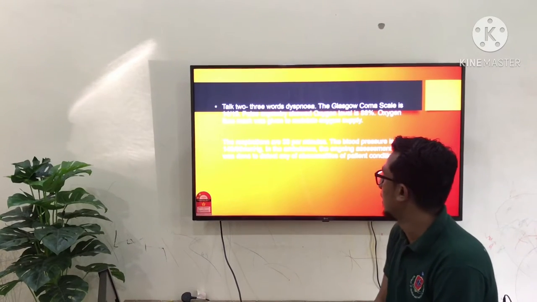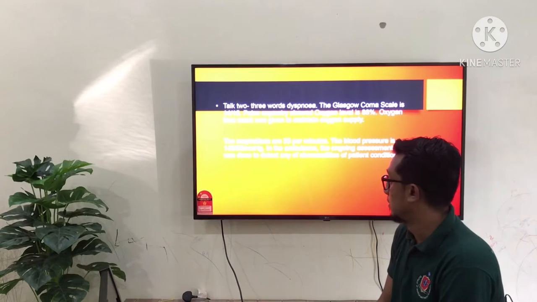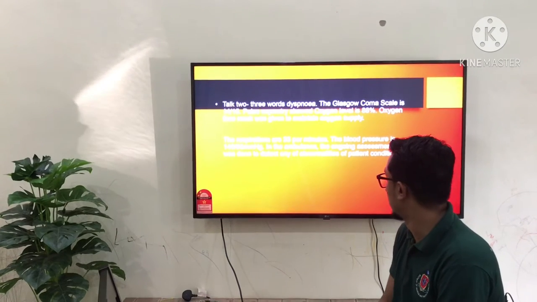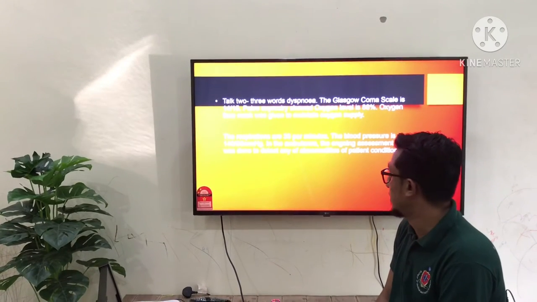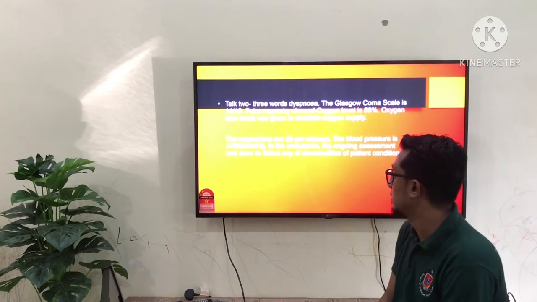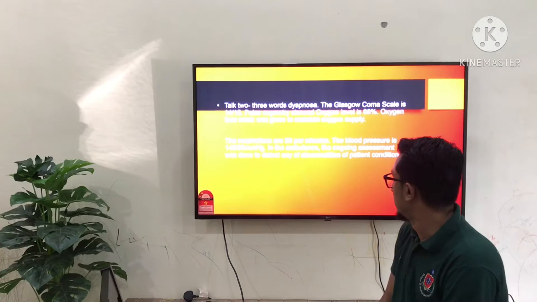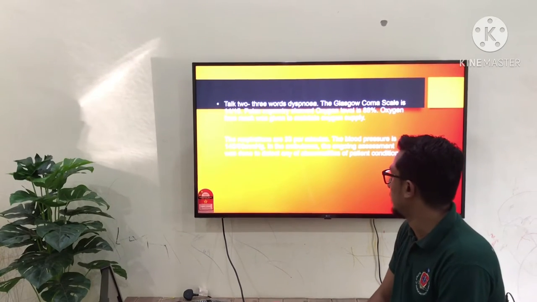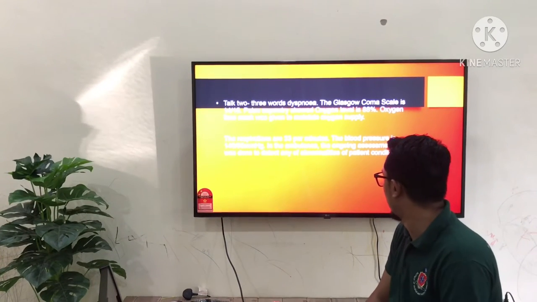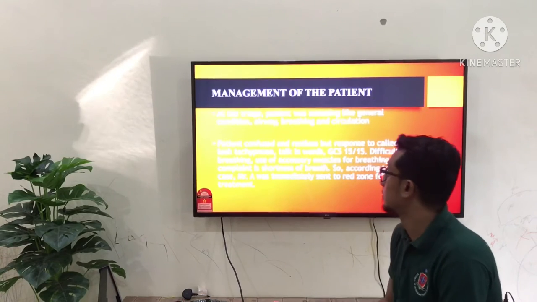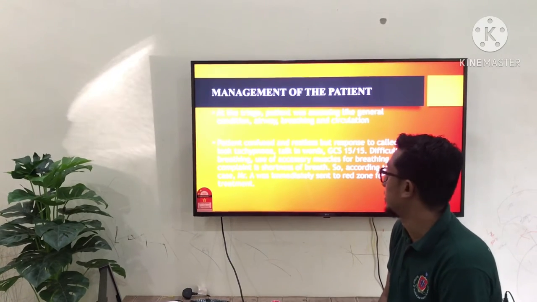The respiration is 33 per minute. Dia punya pernafasan agak laju lah, teknik sikit. The blood pressure is 140 over 90. In the ambulance, the ongoing assessment was done to detect any abnormalities of the patient's condition. Okay, management of the patient.